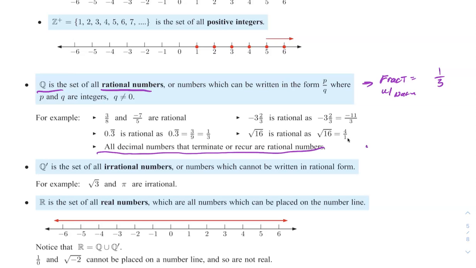So I gave you something like 0.1231. You can write that as a fraction because it ends. That's just 1231 over what? 10,000? Thousands place? So rational numbers are just numbers you can write as a fraction. If you can write it as a fraction, it's a rational number.